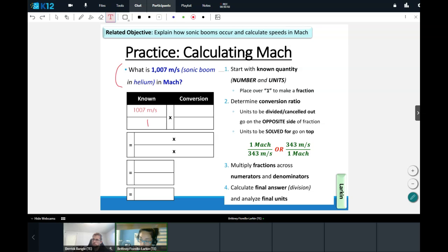Let's get some more participation. Again, I want to dismiss you as soon as possible, but that requires lots of participation. The faster we participate, the faster I can dismiss you. Yeah, it needs to go on the bottom. So meters per second goes on the bottom. And what I'm solving for goes on top.